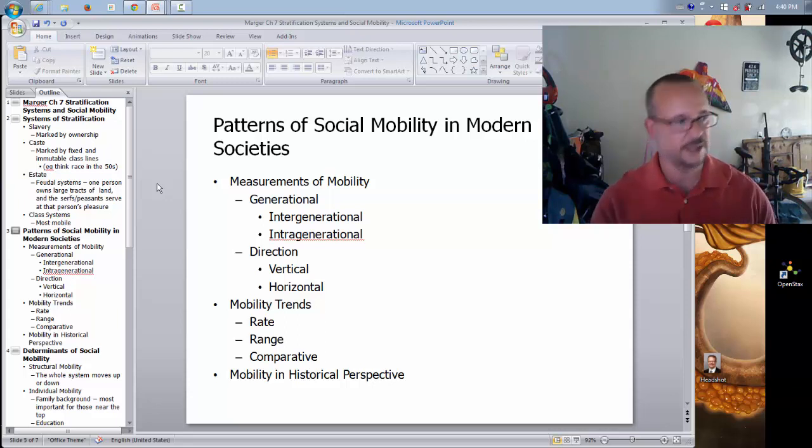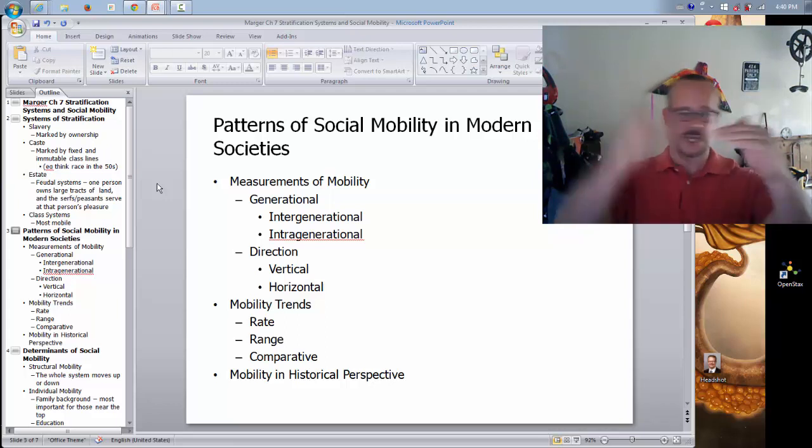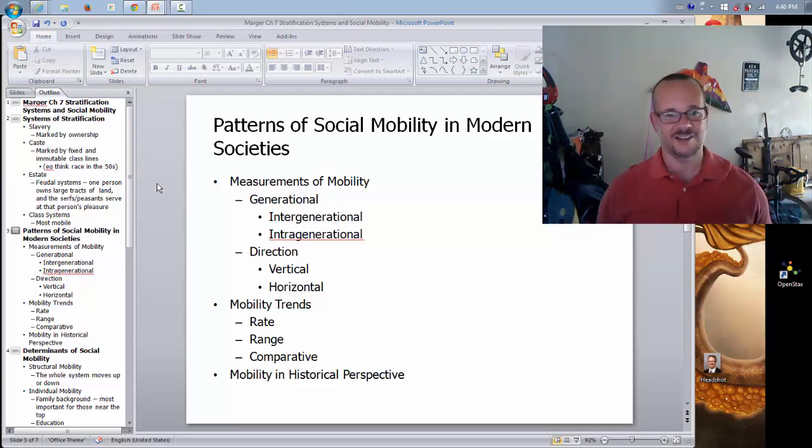Intra is inside. If you ever get confused with the two, remember you take the interstate to Florida because you're going between states. Anything that's within is intra. Intragenerational is the mobility of an individual or of a family, all within one generation. So you can move up and down. That would be vertical, and examples of that are you make more money or you make less money as time goes on.